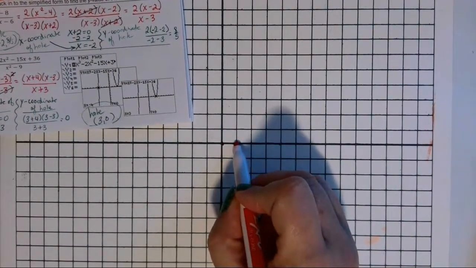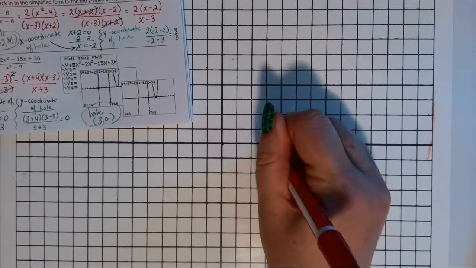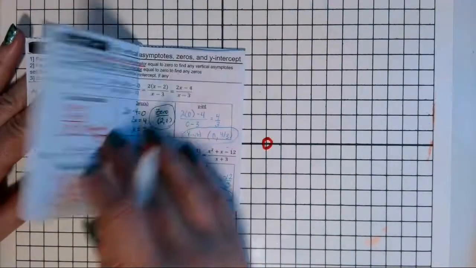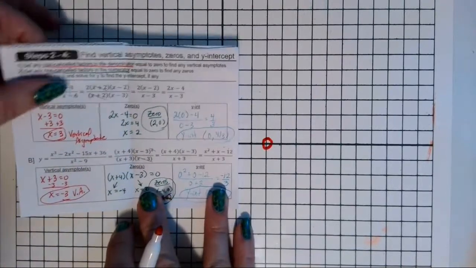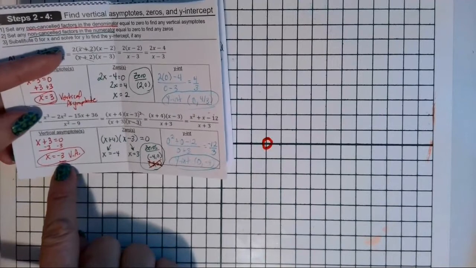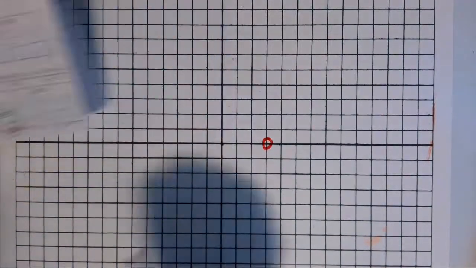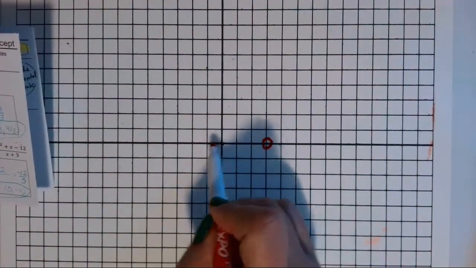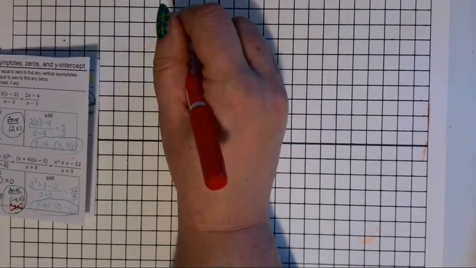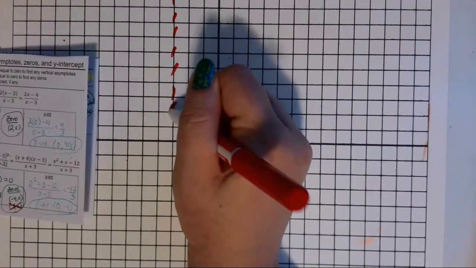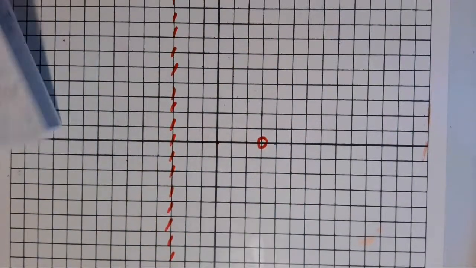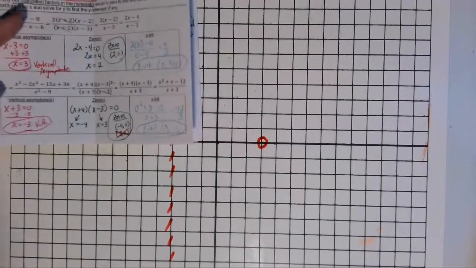I'm going to go over 1, 2, 3 and put an open circle there for my hole. Okay, then step 2 was to find the vertical asymptote, and for problem B that was x equals -3. So back to the origin, and -1, -2, here's -3, and I'm going to use a dashed line for the vertical asymptote at x equals -3.